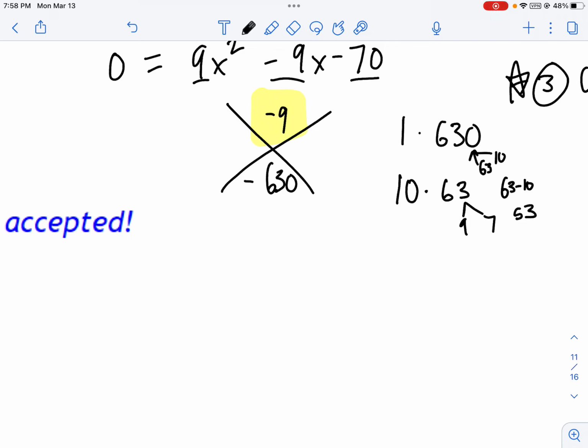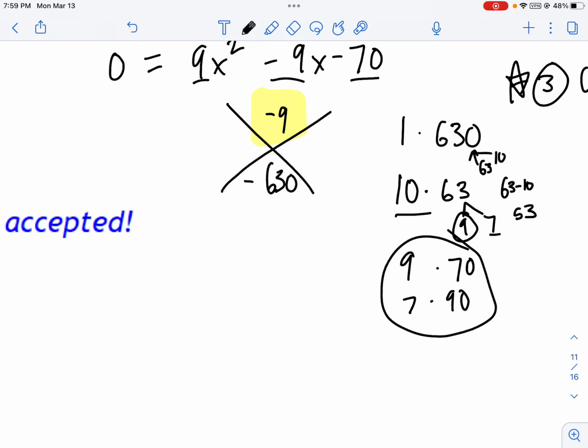Okay, 9 times 7 is going to be 63, so maybe that works. So let's use, that means 9 and 70 or 7 and 90, right? Because whatever number we want to use, then you multiply the two remaining numbers, and that is also a factor, right? If you take this to your calculator, you'll get 630 both ways.